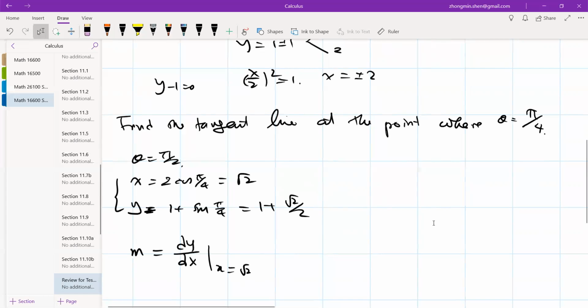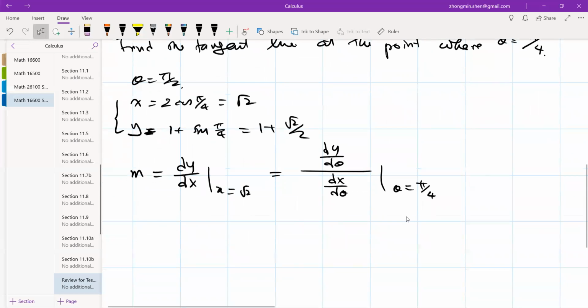But we're not going to do that. We don't want to solve for y in terms of x. It's too complicated. We still use the parametric equations for y and the parametric for x. This is general. Then when theta equals pi over 4, that helps you to do the computation. The derivative of y with respect to theta is cosine theta. The derivative of x with respect to theta is negative 2 sine theta.